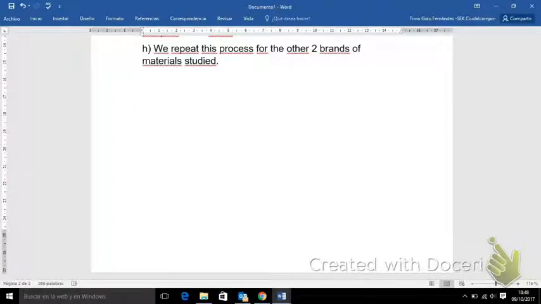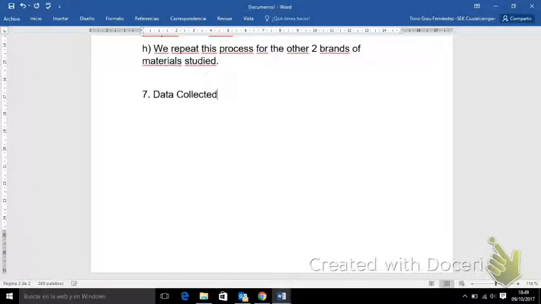Okay guys, so this is the second part of the tutorial. Once you have done the first part that corresponds to criteria B, this is the second part that corresponds to criteria C. So we continue with the data collected.